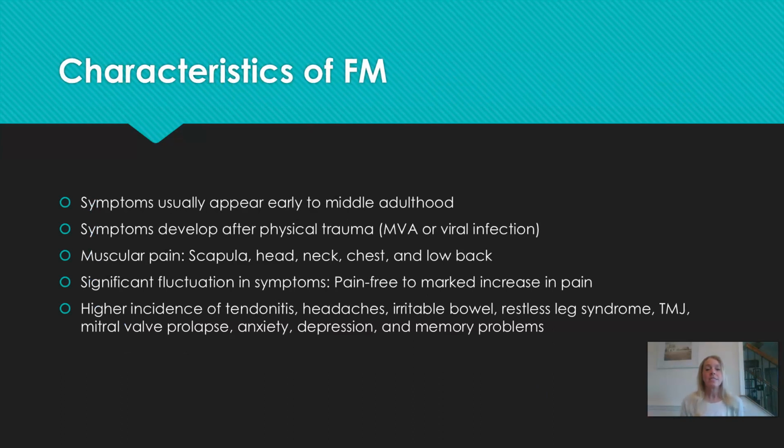So some of the characteristics, usually we see the symptoms appear in middle adulthood. They may develop after a trauma, like a car accident or a viral infection, any type of trauma. We can see this start to develop. And again, this is usually affecting the muscles and the soft tissues. So muscular pain, especially around like the axial skeleton. So the head, neck, chest, low back, kind of through the trunk, basically.